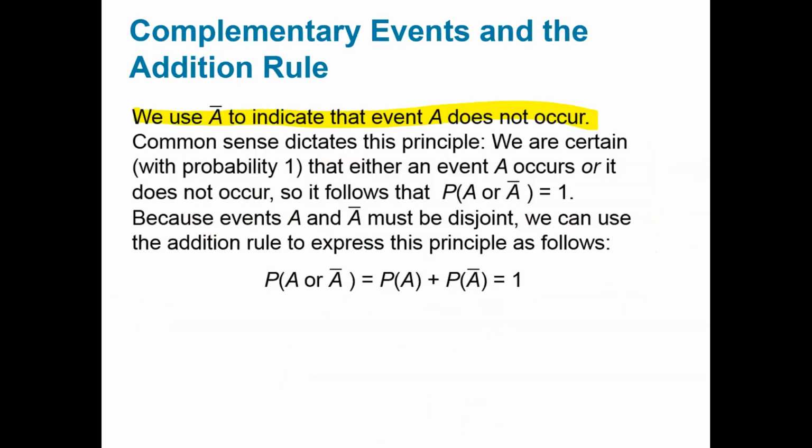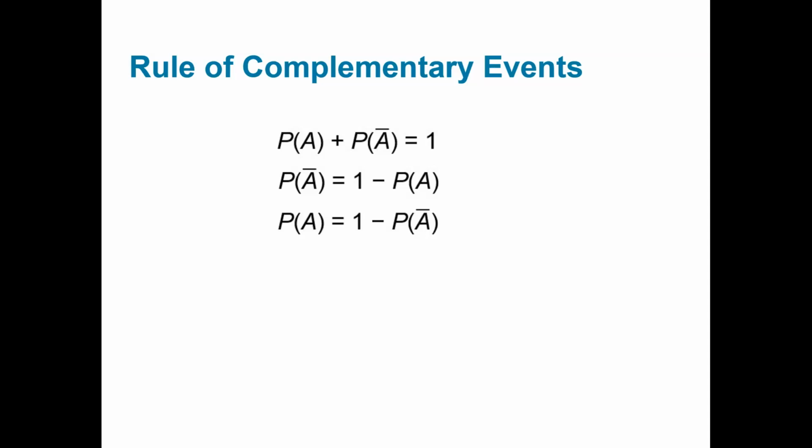Now, we started talking about complementary events previously, but when we want to figure out something that's not A, we actually know that the probability of A or not A is certain. It's either this or that. So we can actually say that if we want to calculate something that's not A, we can subtract from 1 the probability of it occurring, or vice versa.